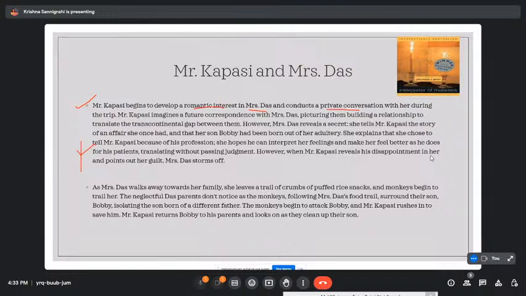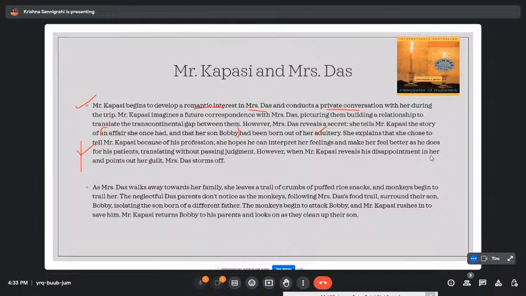what she is telling is of an affair which she once had, and that her son Bobby had been born out of her adultery. So this is the story which she is telling Mr. Kapasi. However, when Mr. Kapasi reveals his disappointment in her and points out her guilt, then Mrs. Das is not very happy.